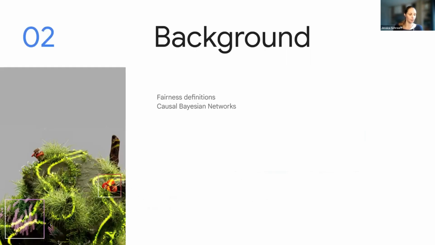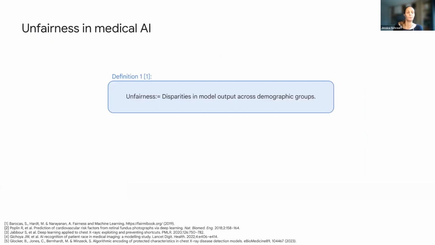So this has been now for a good decade a fairly active field. I'm just going to review some of the fairness definitions and mention which parts of causality are actually relevant for this talk. When we talk about systematic biases in model outputs, we often talk about fairness and unfairness, and I'm using this definition, which is disparities in model output across demographic groups.